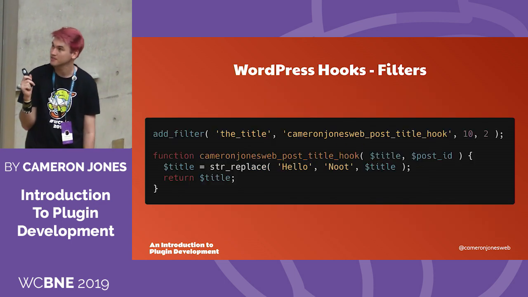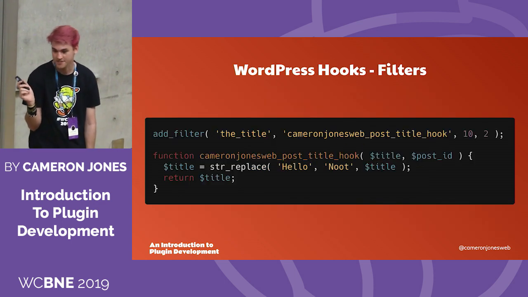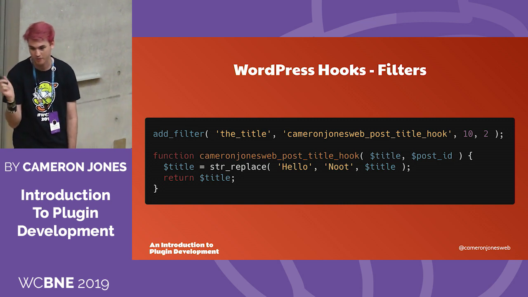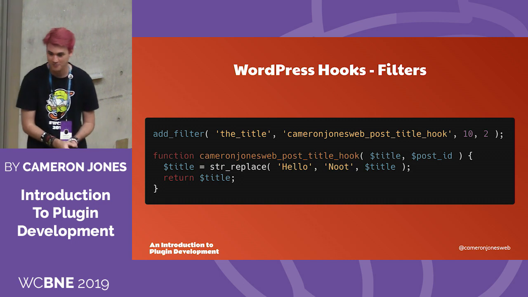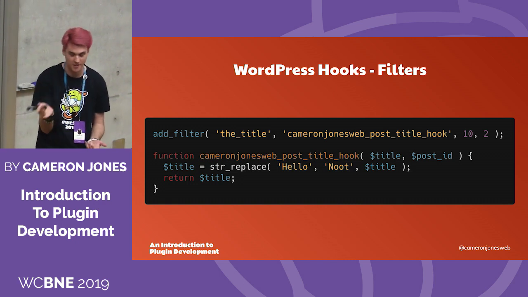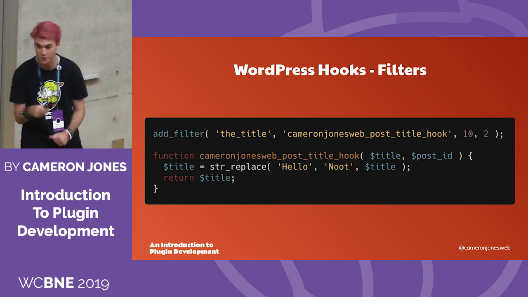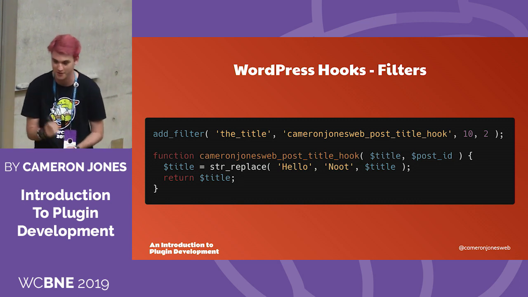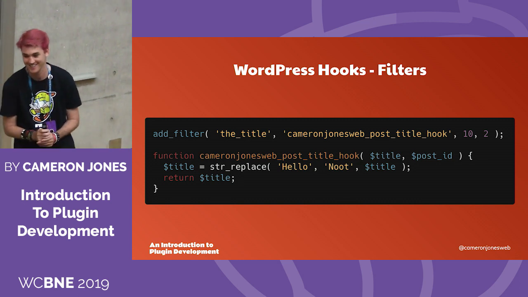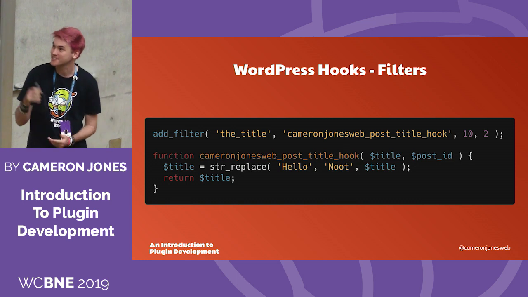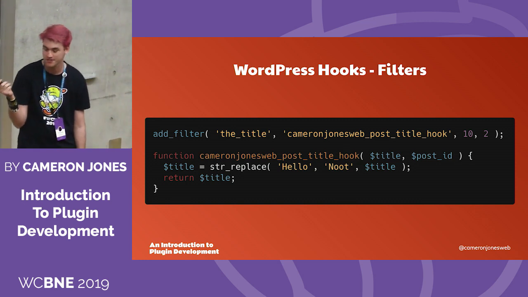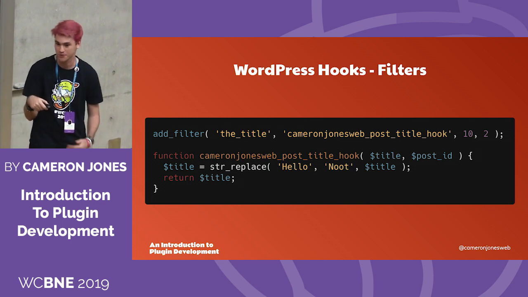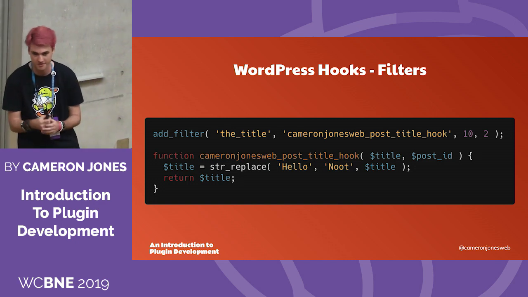Whereas with a filter, you can see that it is replacing hello with newt. So if you have your default WordPress site that comes with the hello world post, instead of saying hello world, it'll say newt world because, you know, we all like Pingu. And you can see there it is returning a variable. We've changed the title so that gets returned, whereas the action didn't have that because we're running code rather than changing a value.